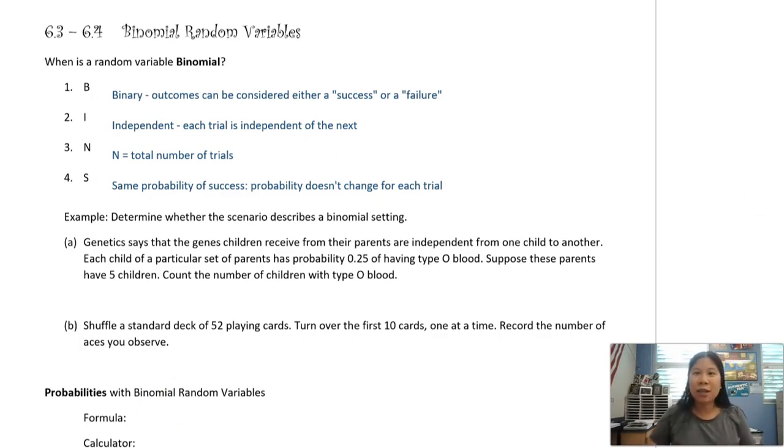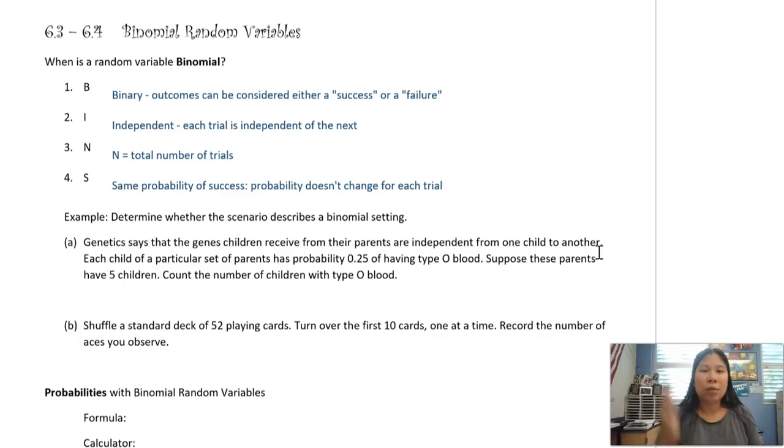So let's take a look at a couple of scenarios to see whether they are binomial or not, and that gives you a better example of what binomial actually means. This first example: genetics says that the genes children receive from their parents are independent from one child to another. So automatically they told us independent from one child to another. Each child of a particular set of parents has probability 0.25 of having type O blood. Suppose these parents have 5 children; count the number of children with type O blood.